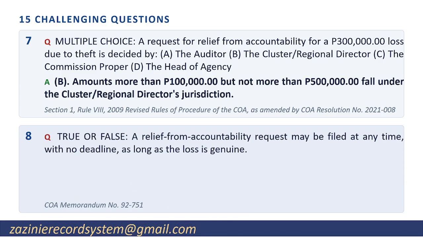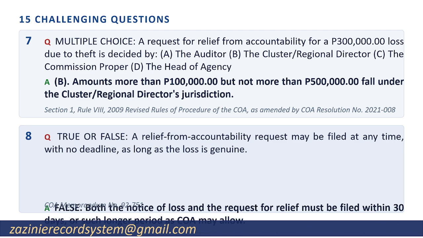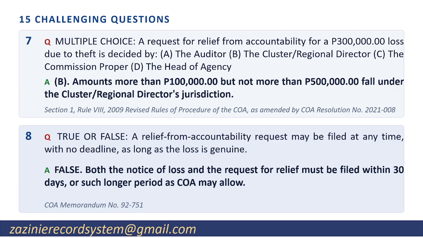Number 8. Q. True or false? A relief from accountability request may be filed at any time, with no deadline, as long as the loss is genuine. False. Both the notice of loss and the request for relief must be filed within 30 days, or such longer period as the Commission on Audit may allow. Next slide.